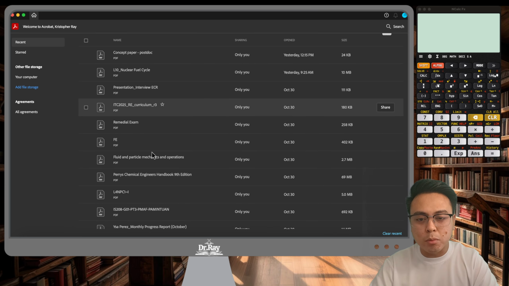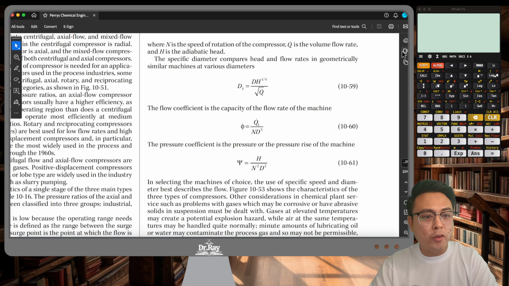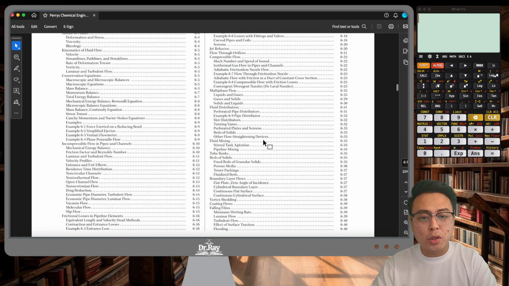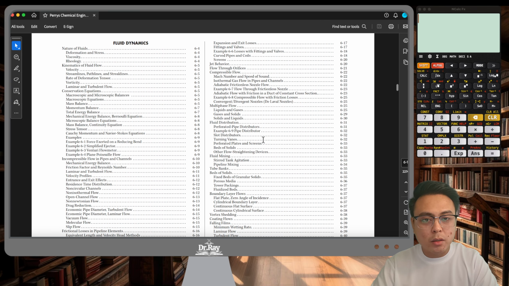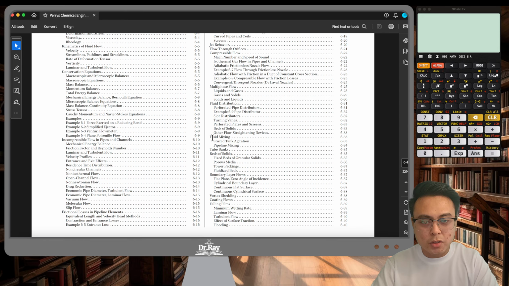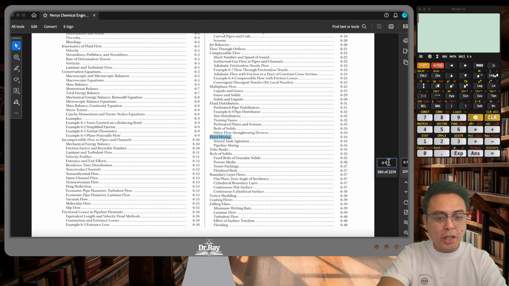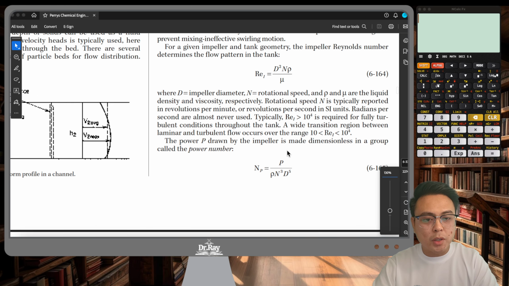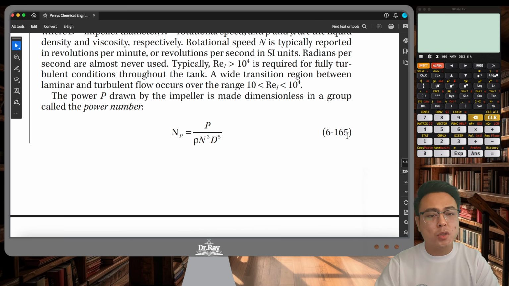So let me just open the handbook. This is in chapter 6 in fluid mechanics. In the fluid mechanics, or fluid and particle dynamics section, you have a section on agitation or mixing. It's this one, fluid mixing. In the ninth edition, that's page 6-33. In here, you can see the power number. This is the power number, equation 6-165. Just take note that this is missing GC.